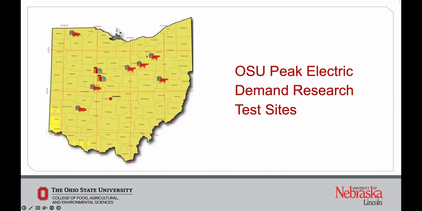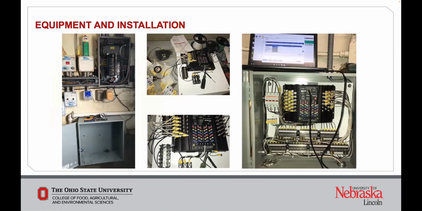And so you can see we have 4 dairy sites in the northeast or north central part of the state, 3 swine sites, and then 2 grain sites as well, where we're collecting some data with some advanced energy meters to help us better understand what's happening on these farms. And to give you a sense of what that equipment might look like, this is a picture of one of our hog farms where we've installed some meters.